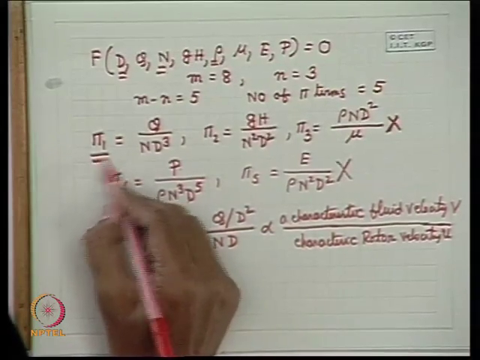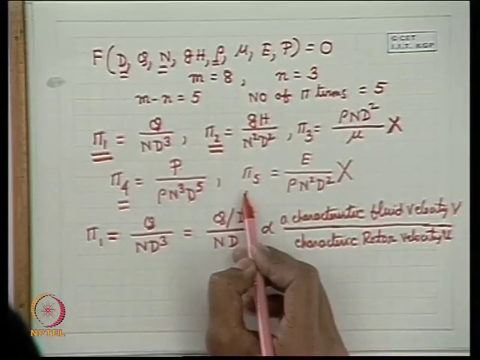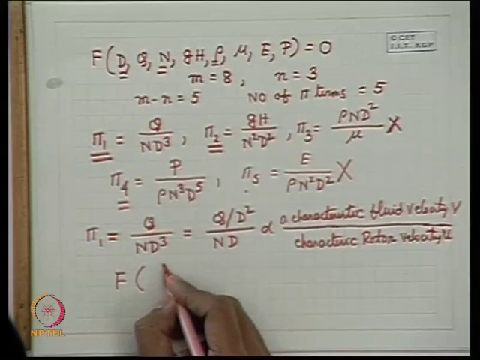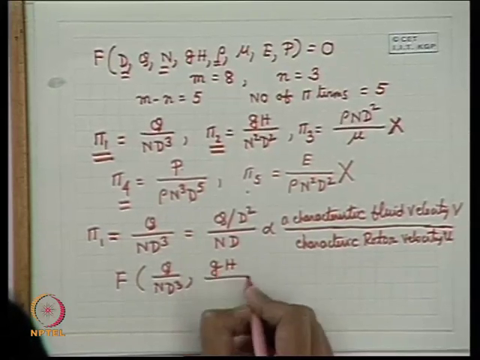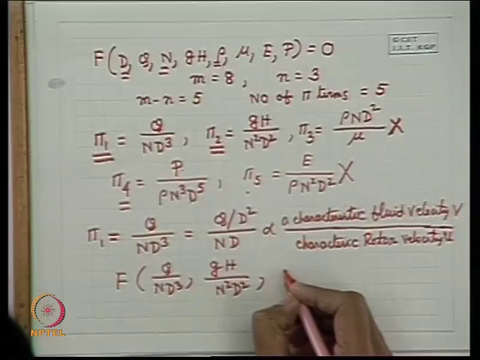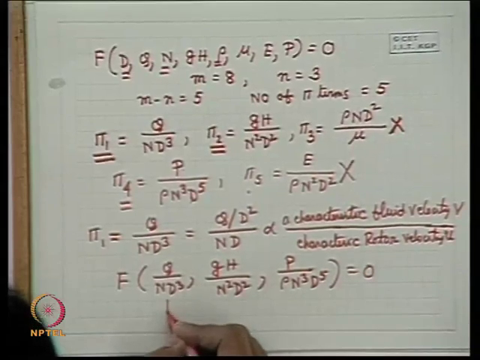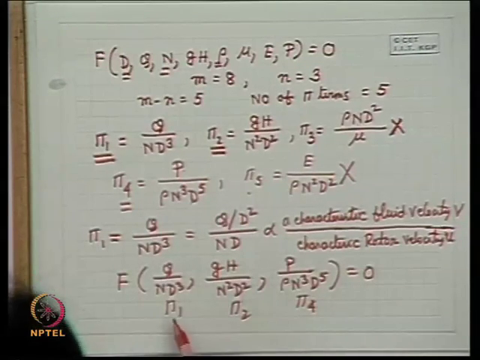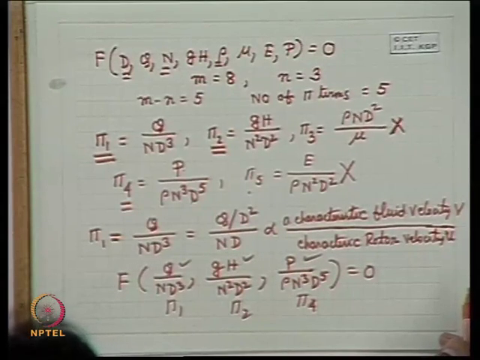So, we are left only with the pi terms pi 1, pi 2, and pi 4, these three pi terms. So, the problem of fluid machines handling incompressible fluids is defined in terms of these three dimensionless pi terms only. This is pi 1, this is pi 2, and this I gave the nomenclature pi 4, as it came after pi 3. So, pi 1, pi 2, pi 4. These three dimensionless terms define the problem of fluid machines handling incompressible fluid, that means handling liquid.